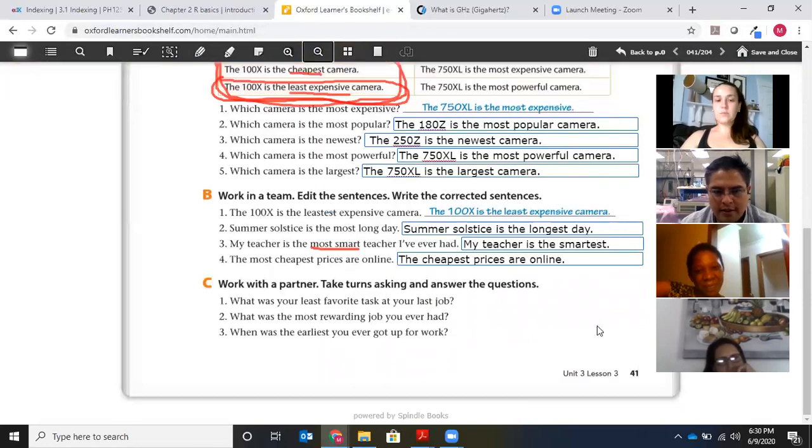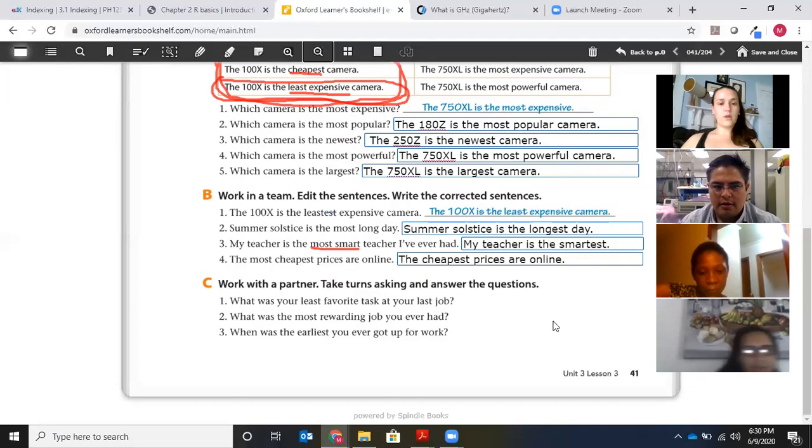Cheapest. Okay? So everybody, cheap. Cheapest. The cheapest, right? Not the cheapest, not cheapest. The cheapest. Good. The cheapest prices are online. Perfect.